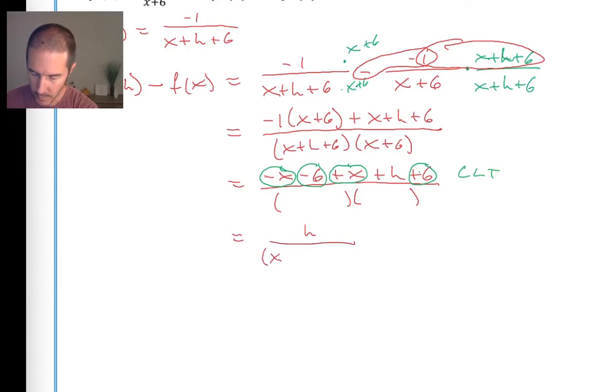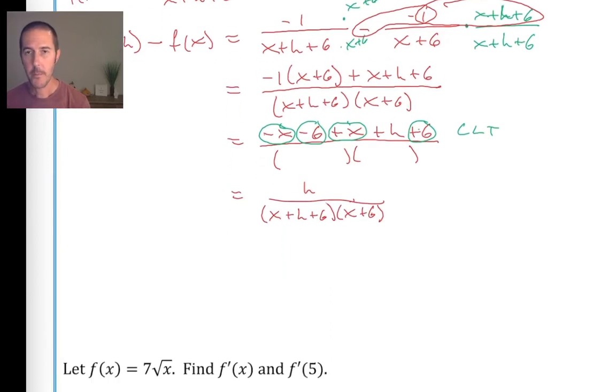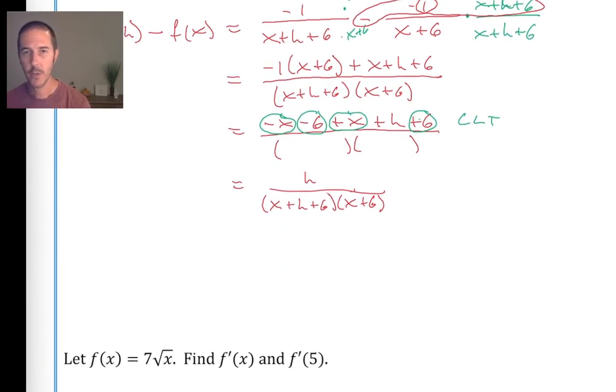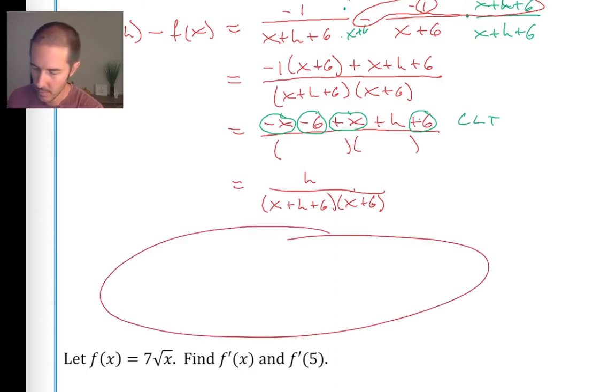Let's actually write them in this time. x plus h plus 6 times x plus 6. So that's the second step in the process. And then the next thing we need to do is actually build the difference quotient. And I'm going to introduce the limit. I'm going to do steps 3 and 4 all at the same time here because I'm getting a little bit short on space down here.